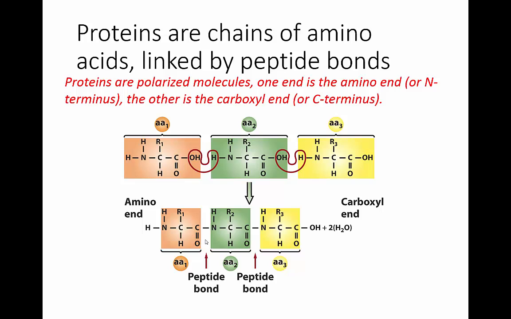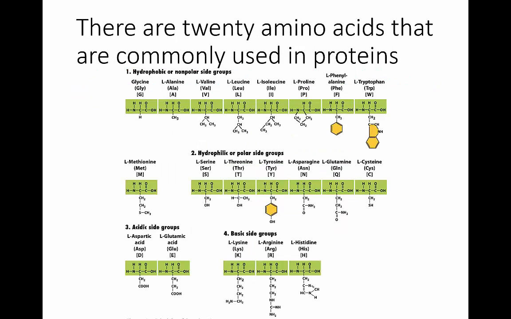Now, it's important to note that proteins are polarized molecules, just like DNA and RNA were polarized molecules. So because these always line up in the same manner, we'll end up with proteins that have one end being the amino end, or the N-terminus, and the other end being the carboxyl end, or we also call it the C-terminus. Now, there are 20 amino acids that are commonly used in proteins, and these are shown here.